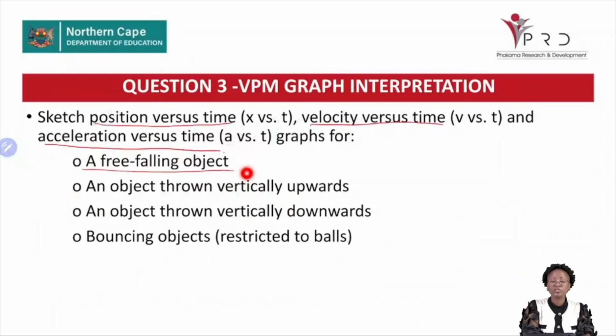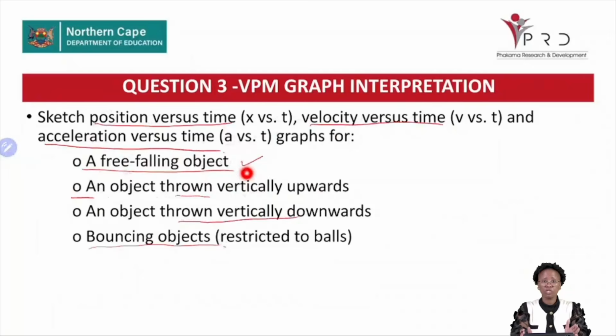Now, which scenarios are examinable that you need to go and practice? Where the object is in free fall, that's what you're going to look at. The object being dropped, okay? Dropped, that is when the object is in free fall. An object thrown vertically upwards, right? An object thrown vertically downwards, as well as bouncing objects. But remember, according to your syllabus, these are restricted only to balls. Very important as you go through practicing, try to practice all these 4 scenarios, all right?